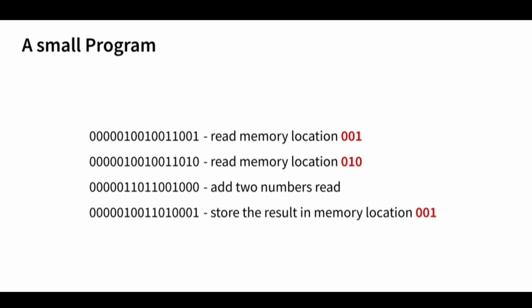See, the sentence "read memory location 001" is represented in computer language as given. The last three digits are represented as 001, and "read memory location 010" is represented by the following number. And there is an instruction to add two numbers, and another to store the data in memory location 1, again represented as 001 in the last three digits of the given number.